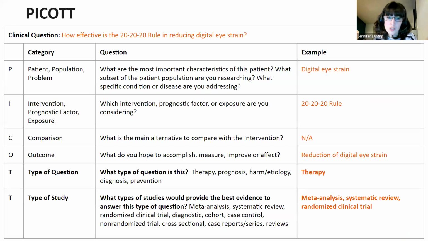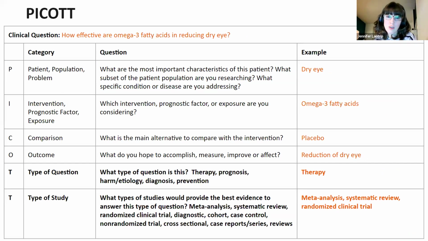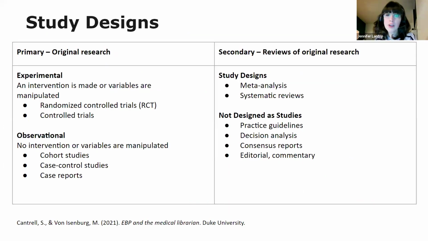So for our first question, it is a therapy question, and we're ideally looking for a meta-analysis, a systematic review, or a randomized controlled trial. Our second question is also a therapy question, and we're looking for the same study types. For these study types, we can think of them as either primary or original research, meaning single research studies, or as secondary studies that review or combine existing research.